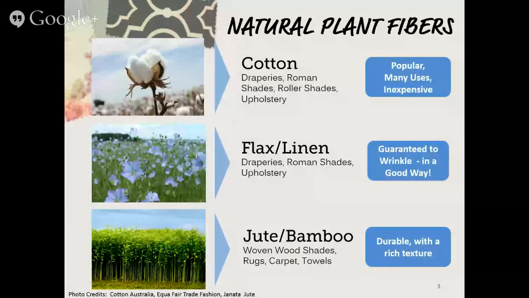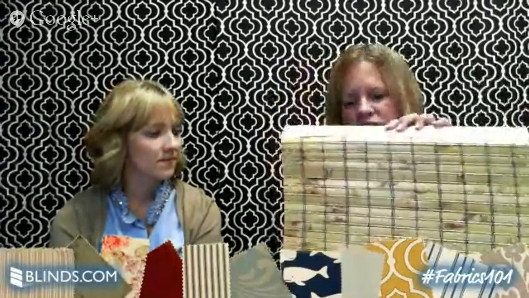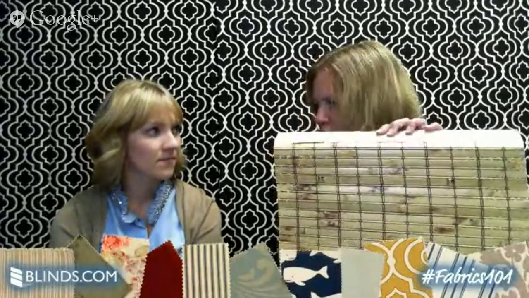Basically a slice of the stalk of the plant in our woven wood shades. And this makes for a beautiful product. Bamboo has a couple of qualities that make it unique. Number one, it's the fastest growing plant on the planet Earth, and it's also one of the strongest materials that occurs in nature. So it makes for a great durable product and with just a beautiful natural feel to it.